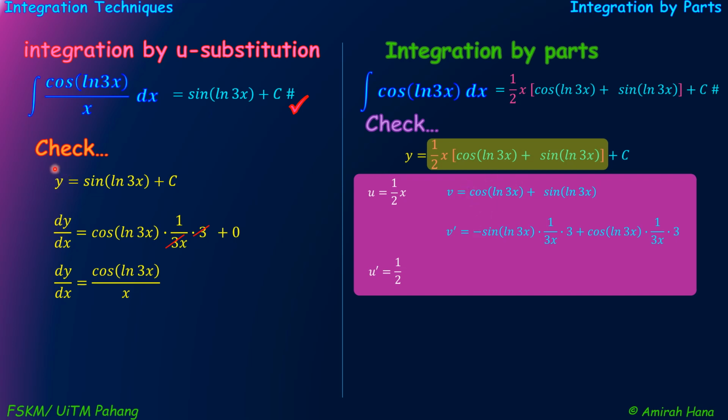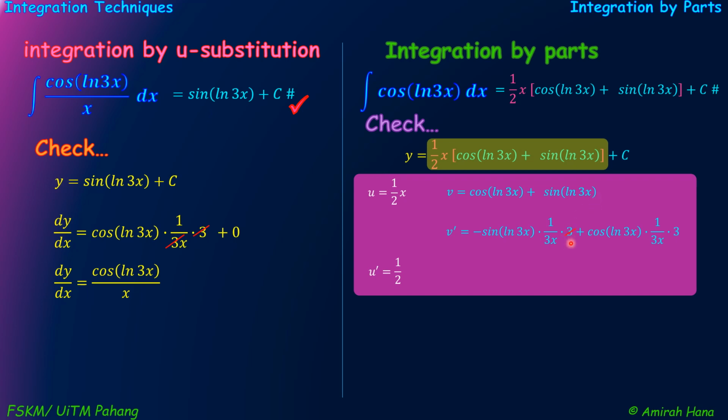Okay, it is similar to when we differentiate sin ln 3x. So now we want to differentiate cos ln 3x, which equals negative sin ln 3x times 1 over 3x times 3. Right? And then plus, now we want to differentiate sin ln 3x. It is equivalent to this function, so the answer must also equal this function. So we have cos ln 3x times 1 over 3x times 3 after we differentiate sin ln 3x.